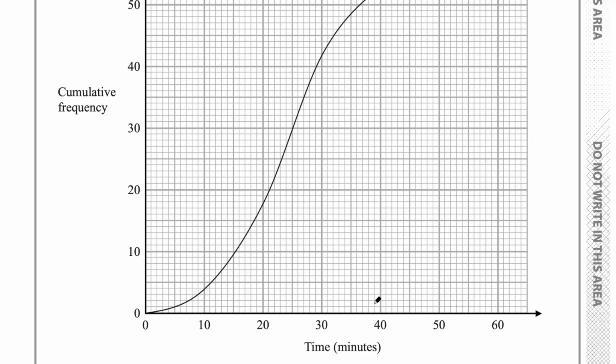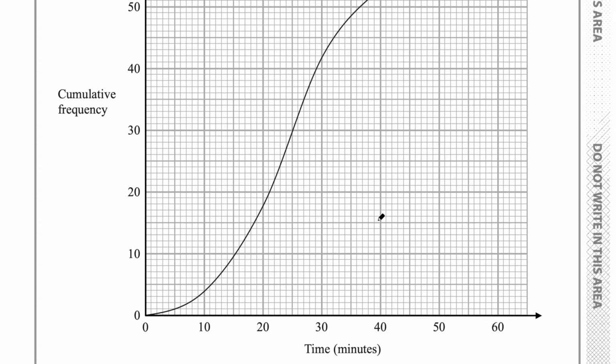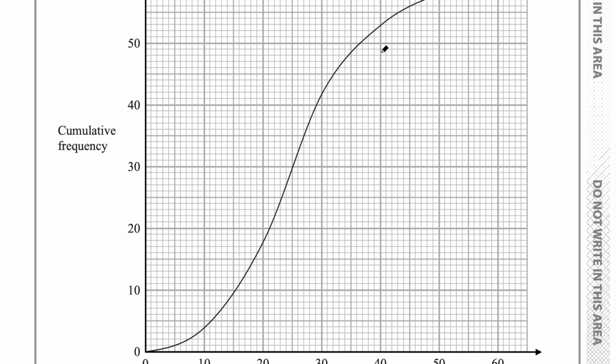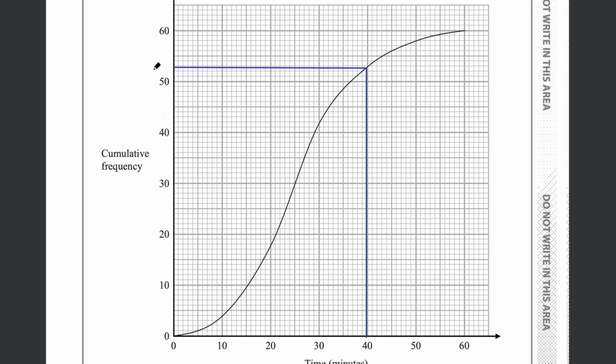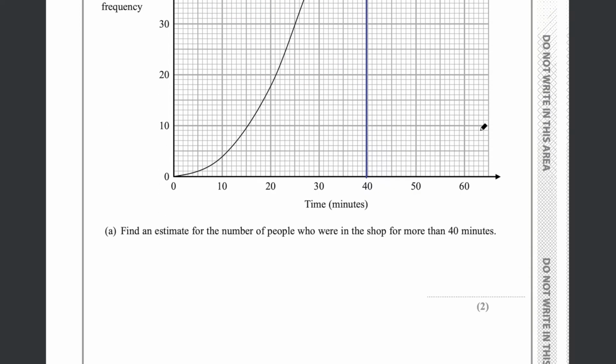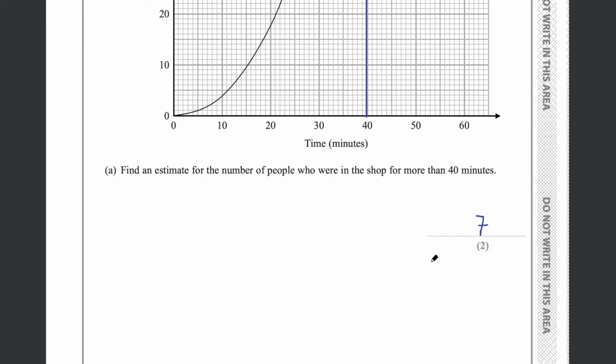If you want more than 40, you need to find 40 on the x-axis and go up to the graph and then go across to the cumulative frequency. And what this tells you is that about 53 people spent less than 40 minutes in the shop. That means we had about 7 people spending 40 or more minutes in the shop. Okay, so the answer there is 7.